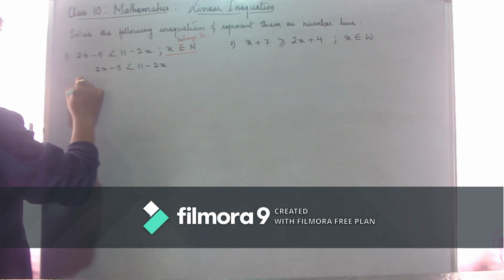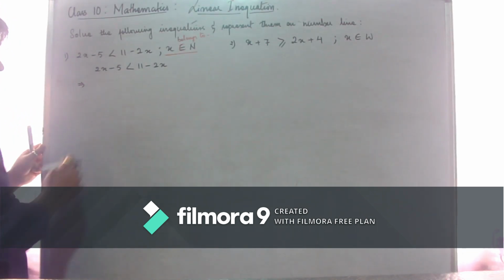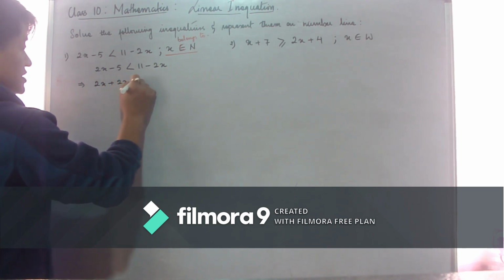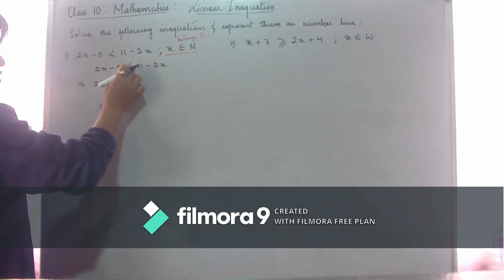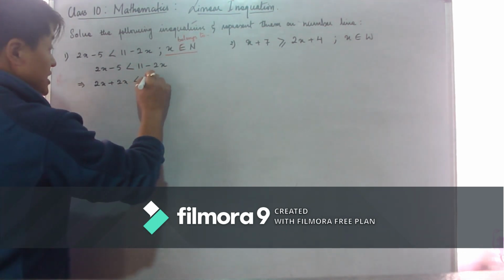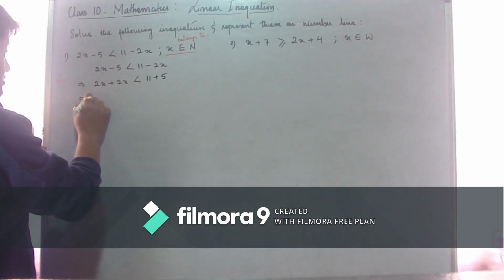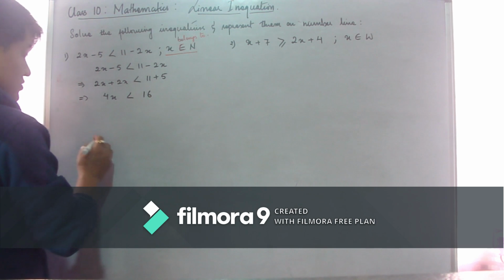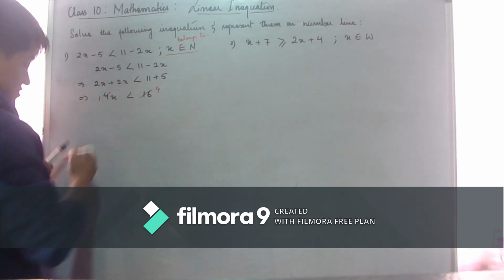Let's solve this first. Let's bring the variables together. 2x plus 2x is less than, but here we solve these as equations. We will not change the sign, but we take this as an equation and solve it. 11, when it goes to the other side, becomes plus 5. This will give you 4x is less than 16. Then we can do 4 1s are 4, 4 4s are 16.